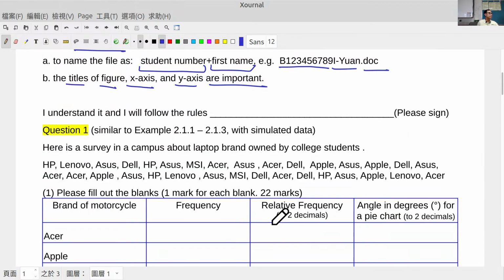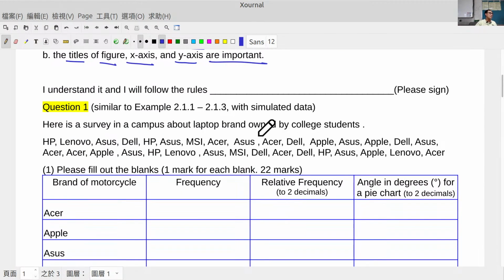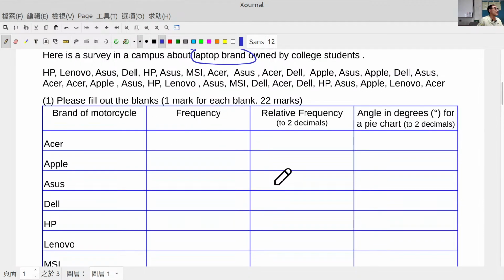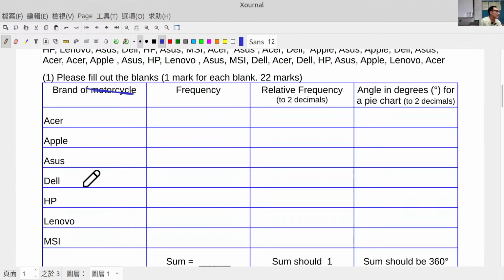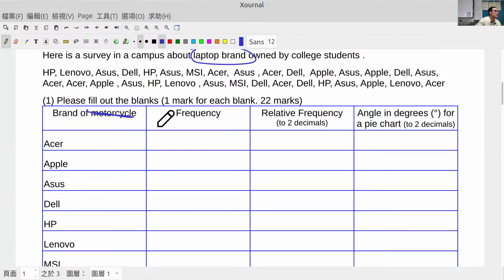Okay. Question 1. Here is a survey about the campus, about the brand name of laptop students used. For example, HP, Lenovo, Asus, Dell, something like this. Please fill out the blanks. Oh, sorry, I forgot to change the laptop. Brand of laptop: Acer, Apple, Asus. Please find the frequency. For example, if you find the Acer for 3 times, you can write down 3.